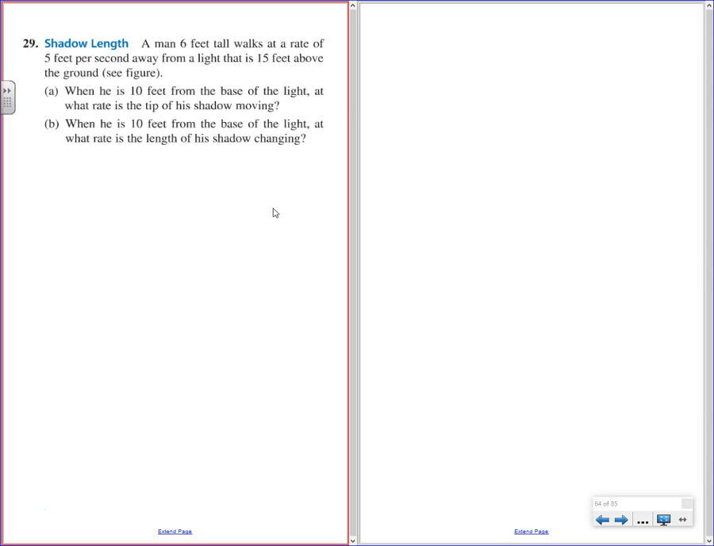Guys, start reading number 29. It's the shadow problem. A man 6 feet tall is walking at a rate on the ground, and he is 10 feet from the base of the light. The tip of his shadow: is it moving at the same rate as the light? What is the difference? That's fun. I need to draw this out. Hold on real quick, I need to draw a light bulb.